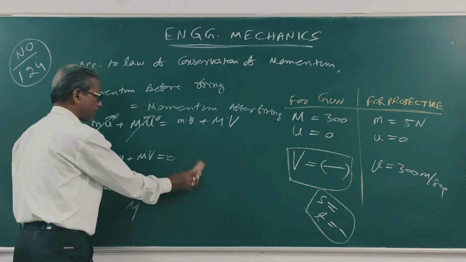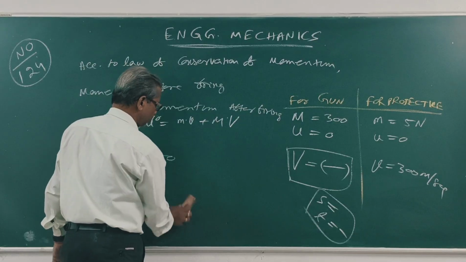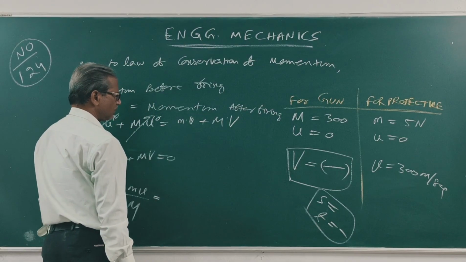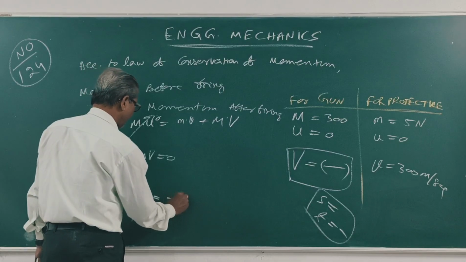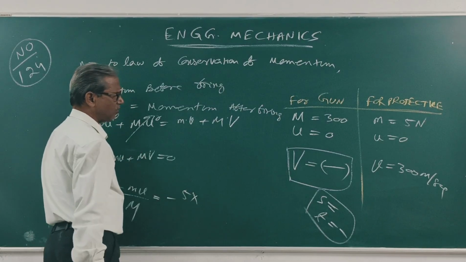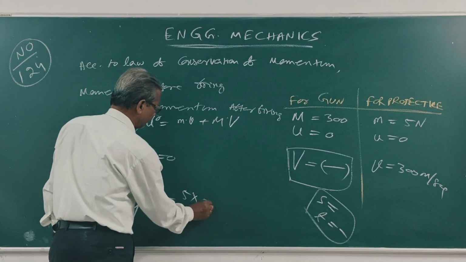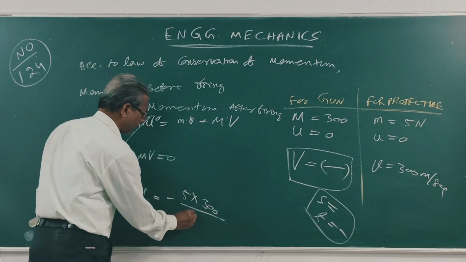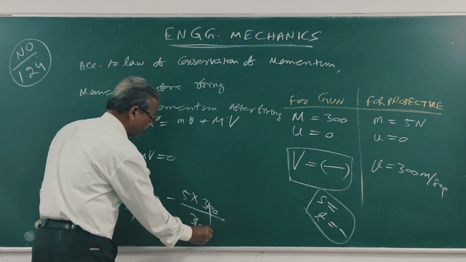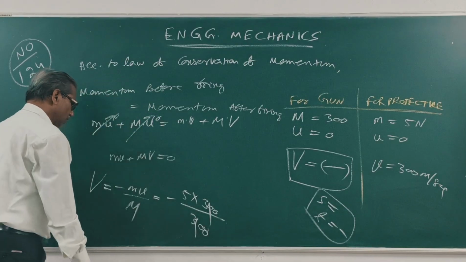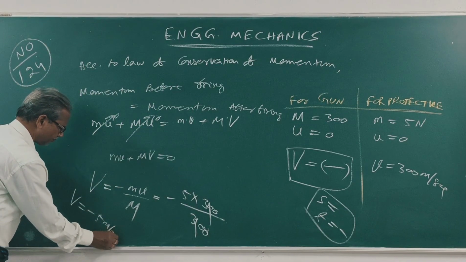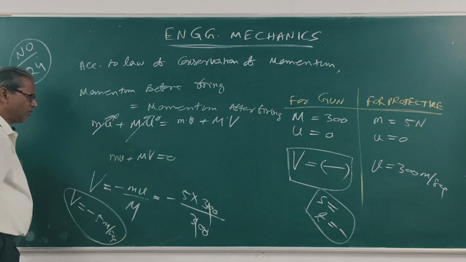Clear? This is equal to small m minus 5 into B, 300 by M, 300. Clear? So B is equal to minus 5 meter per second. Clear?